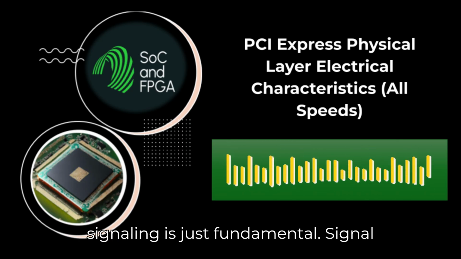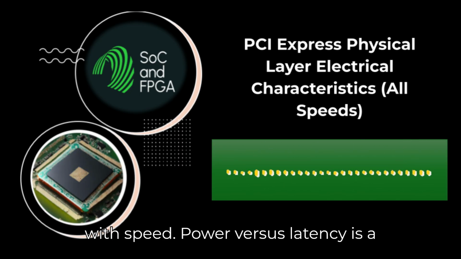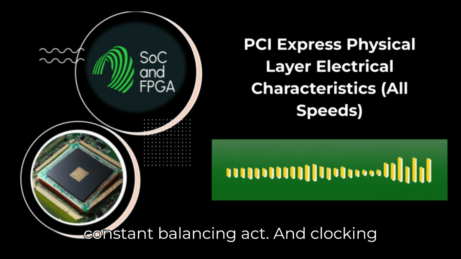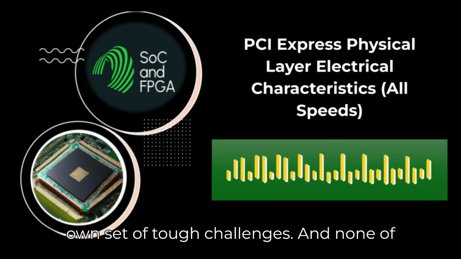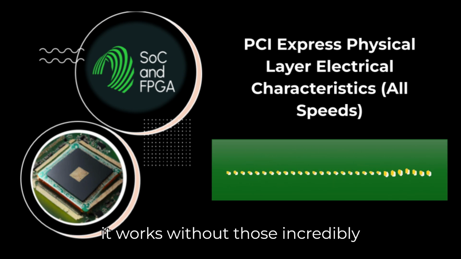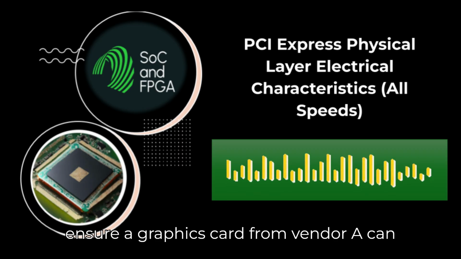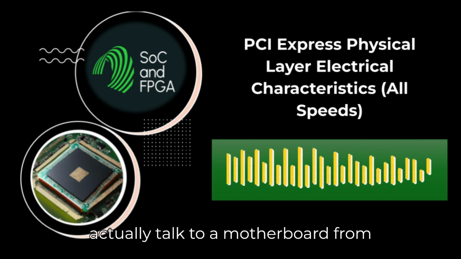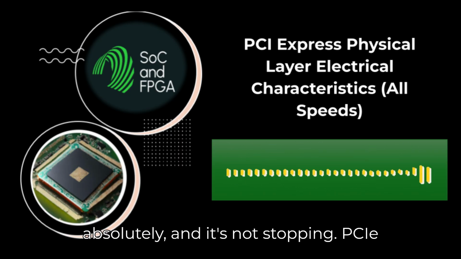Yeah, the key themes really stand out, don't they? Differential signaling is just fundamental. Signal conditioning gets exponentially harder with speed. Power versus latency is a constant balancing act. And clocking offers flexibility but comes with its own set of tough challenges. And none of it works without those incredibly detailed specs and rigorous testing that ensure a graphics card from vendor A can actually talk to a motherboard from vendor B. Interoperability is king. Absolutely.